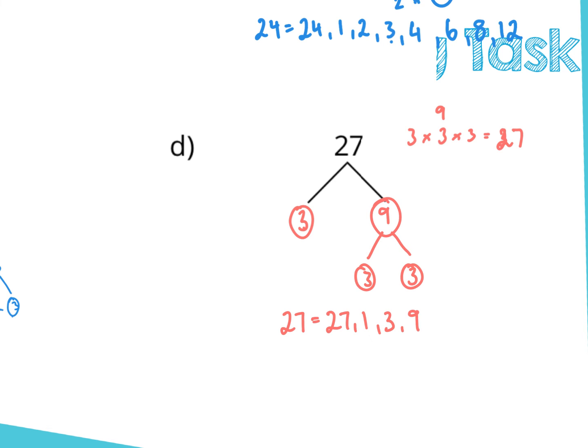Can I halve the number is my last one I always say. I always have a half at the very end. Can I halve the number? Well, if I was to halve 27, it'd be 13 and a half. I can't half a number. So that's the last one. So the factors of 27 are 27, 1, 3, and 9.